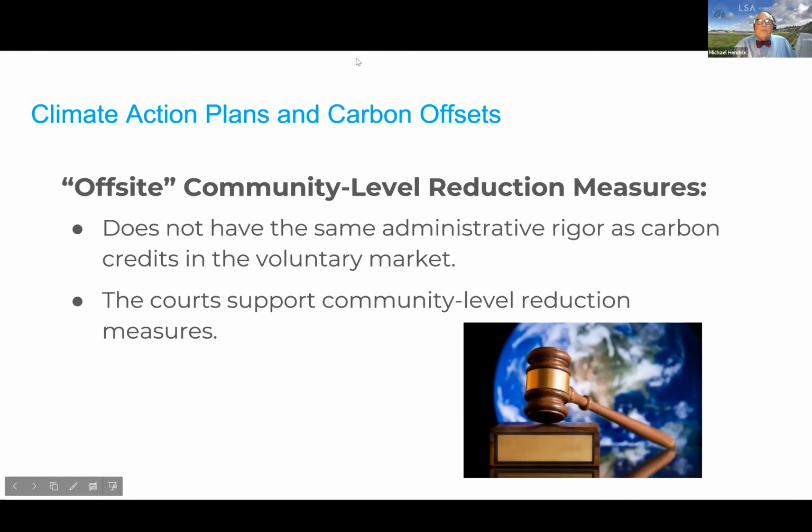Off-site community level reduction measures do not have the same administrative rigor as carbon credits in the voluntary market. All of those checks and balances and verification that John talked about are not actually required within a climate action plan. It is up to the local jurisdiction how they administer it. Local jurisdictions do track their reduction measures within a climate action plan, which is required by CEQA, but not to the rigor that the carbon market does. And oddly enough, the courts support community level reduction measures, whereas they've been very skeptical of the use of carbon credits, as Brian and Rich will highlight. The use of off-site community reduction measures within a climate action plan is widely embraced by the courts. So I find that a little ironic. Next slide, please.